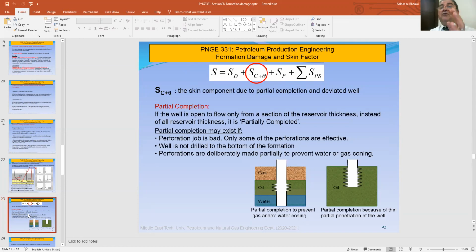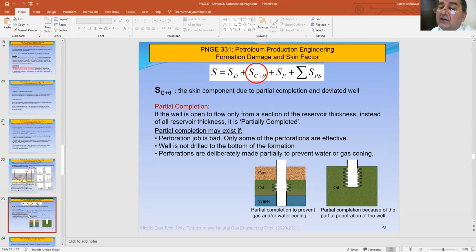Now, we have two terms we need to understand. The first one is called partial completion. The second one is called partial perforation. Partial completion is used for the case when we do not need to have full penetration. I mean, the wellbore does not need to fully penetrate the formation. The formation is partially penetrated by the wellbore. This is called partial completion.